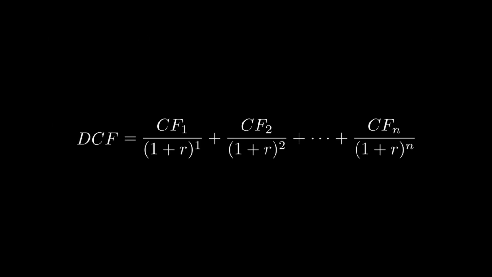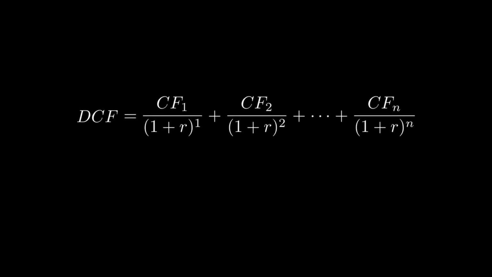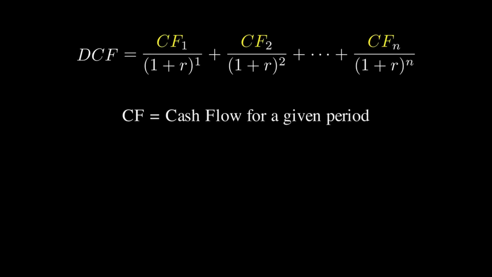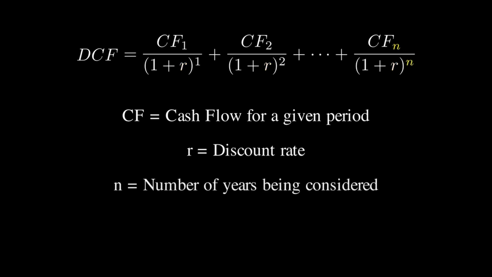Here you can see the discounted cash flow formula, where CF is the cash flow for a given period, R is the discount rate, and N is the final year being considered for the cash flows. So if we're only considering 5 years, N will be 5. Moreover, the discount rate, R, tells us how much we need to discount our cash flows based on the time value of money.